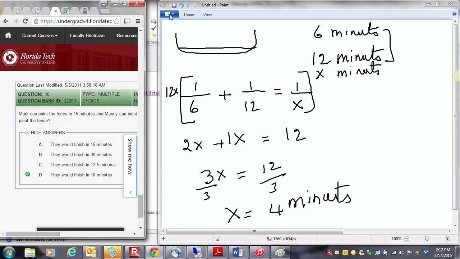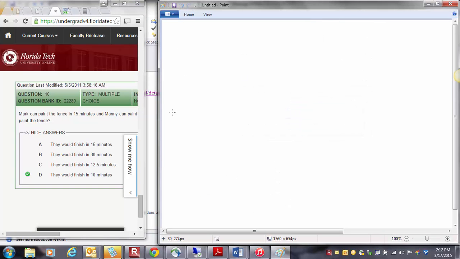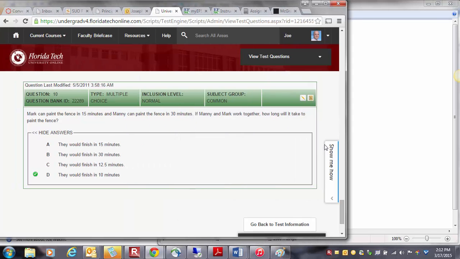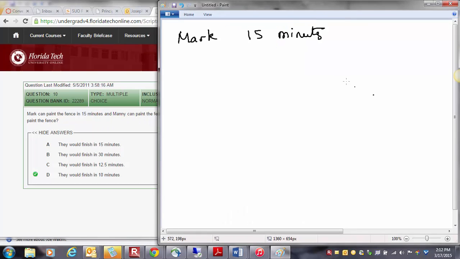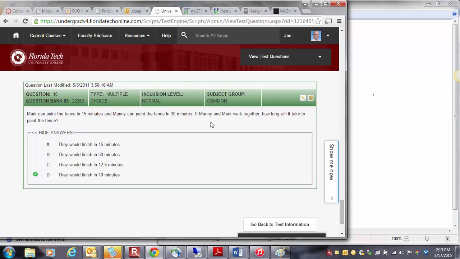The last question. Mark can paint the fence in 15 minutes. So Mark takes 15 minutes to paint the fence. Now, Manny can paint this fence in 30 minutes. So Manny takes 30 minutes to paint the fence. If Manny and Mark work together, how long will it take to paint the fence?